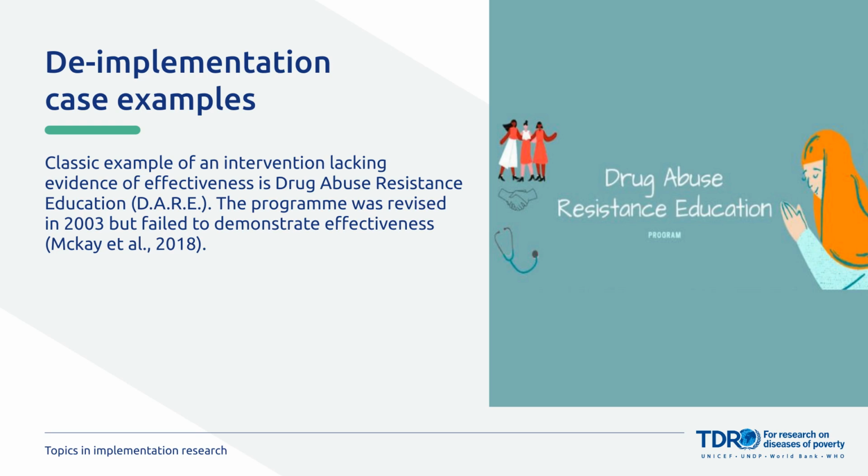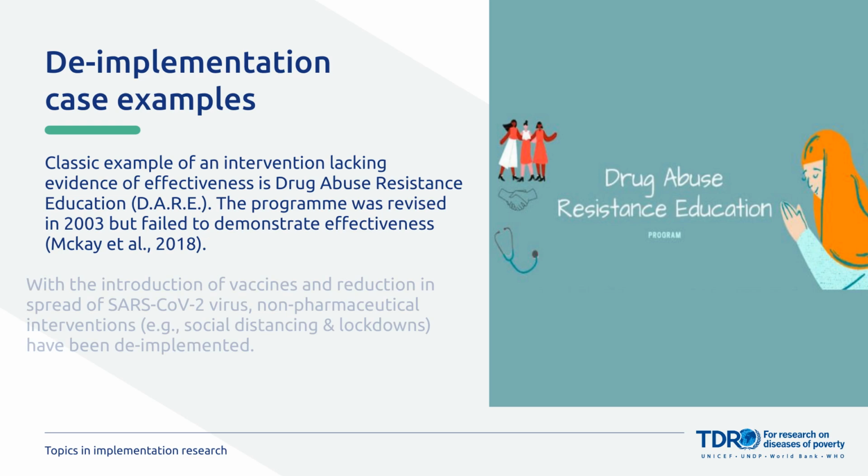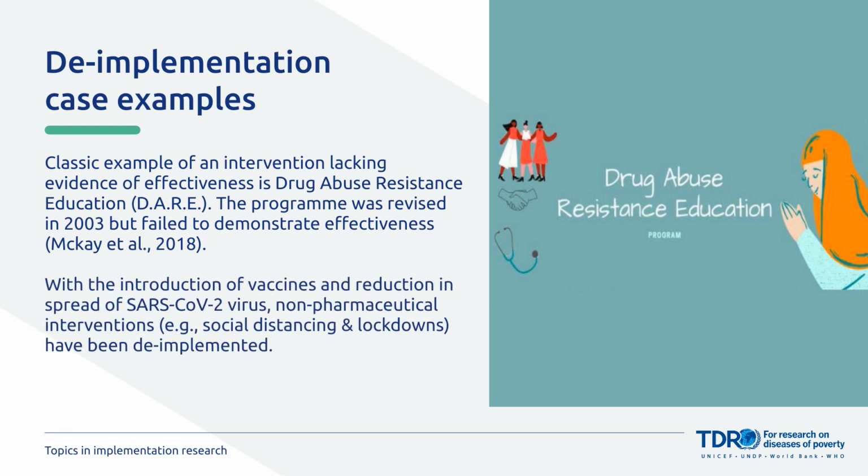Another contemporary example is the use of non-pharmaceutical interventions, such as social distancing and lockdowns, during the peak of the COVID-19 pandemic as part of emergency response measures. As vaccines have been introduced, and the spread of the SARS-CoV-2 virus has decreased in some countries, these non-pharmaceutical interventions are no longer being implemented.